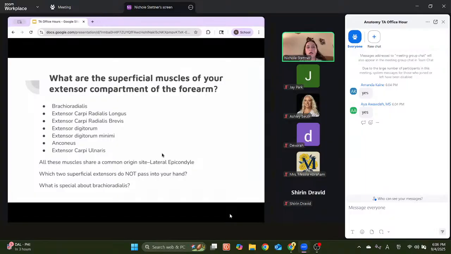So here we have laid out the superficial muscles of the extensor compartment of the forearm. And they all have the common origin site, which is the lateral epicondyle. And the lateral epicondyle, as we'll later talk about, is the site of lateral epicondylitis. So that's like the extensors of the forearm. I'm not going to sit here and read off all the extensors, but just group them together and know that if you have an injury to your lateral epicondyle, the extensors are going to get affected.